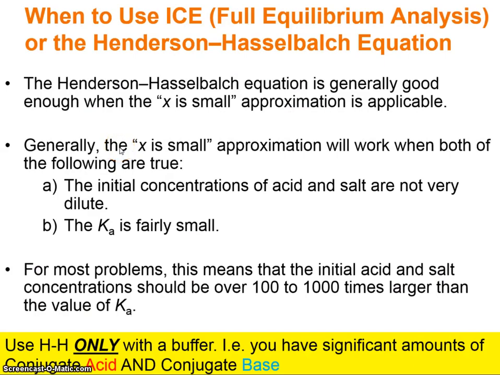So when can I use ICE, the full equilibrium analysis, or the Henderson-Hasselbalch equation? Henderson-Hasselbalch is only good when X is small. Generally, X is small will work when both of the following are true: Ka is small, and the initial concentrations of the acid and the salt are not very dilute. In other words, these concentrations are big. So you've got to have big concentrations of both the conjugate acid and the conjugate base, and Ka has to be small.